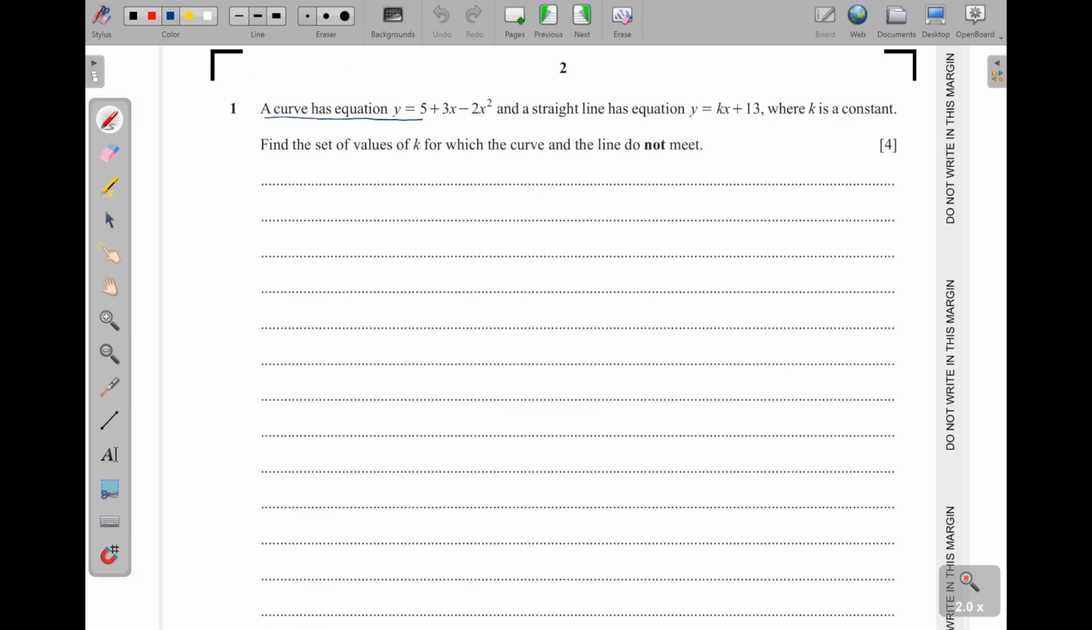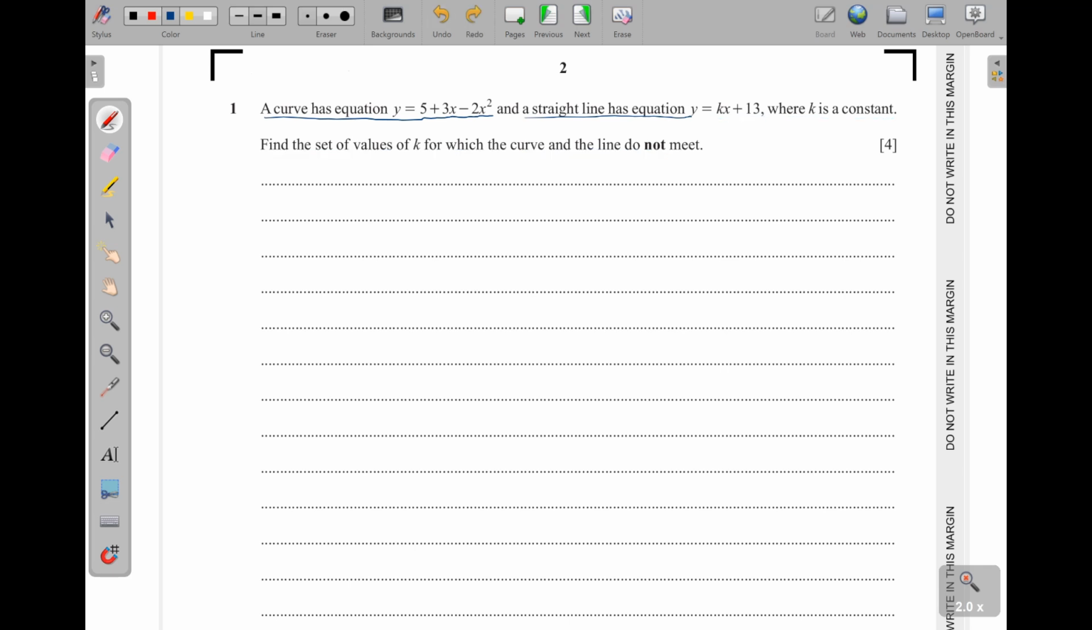A curve has the equation y is equal to 5 plus 3x minus 2x squared, and a straight line has the equation y is equal to kx plus 13, where k is a constant. Find a set of values of k for which the curve and the line do not meet.